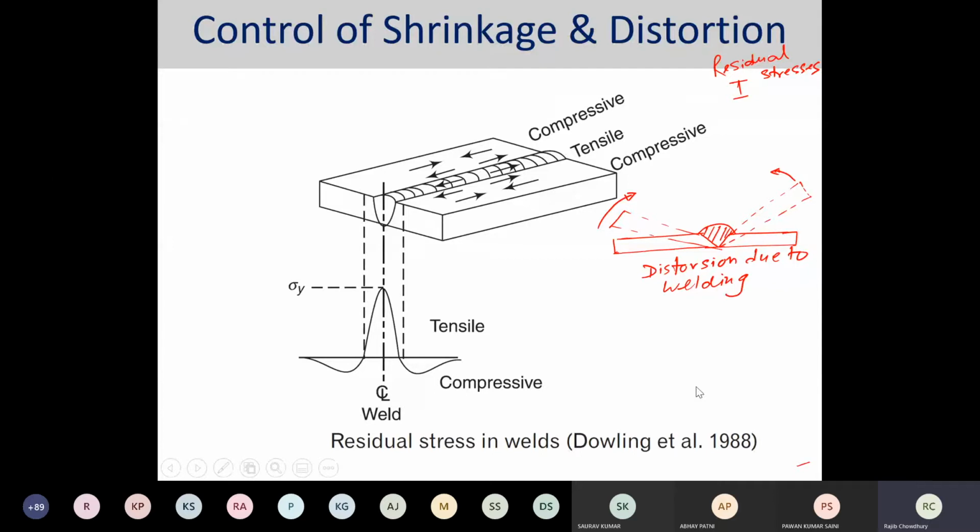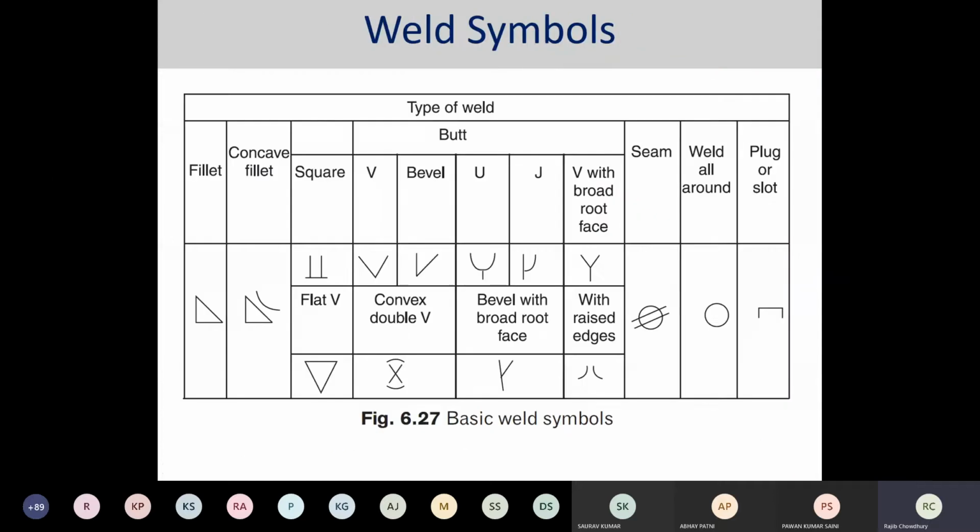Next, we come to the different welding symbols. These are the standard welding symbols that are used on the drawings for different types of structural GA, or general arrangement, drawing preparations.